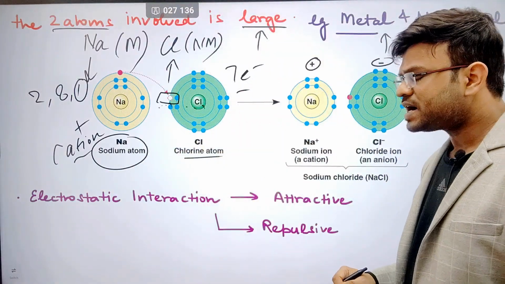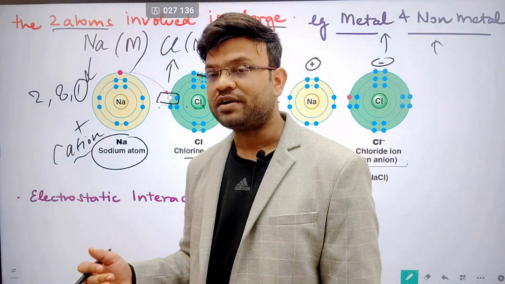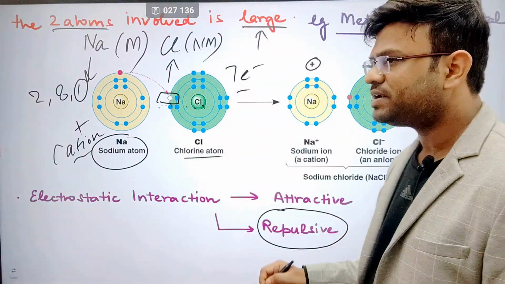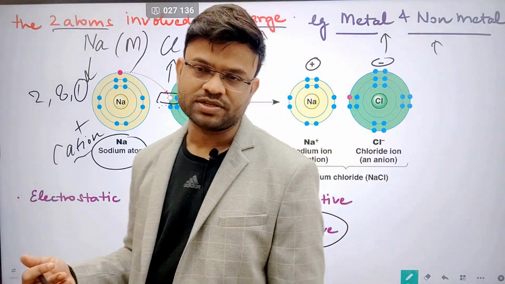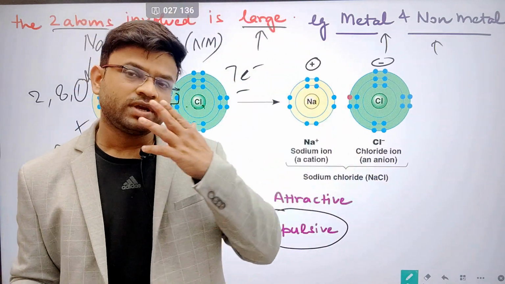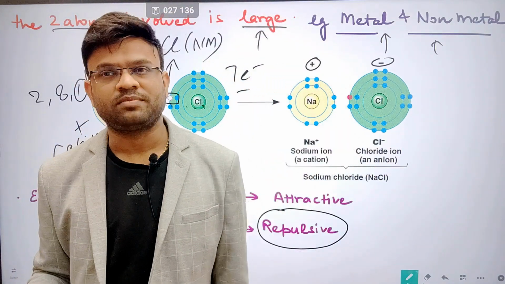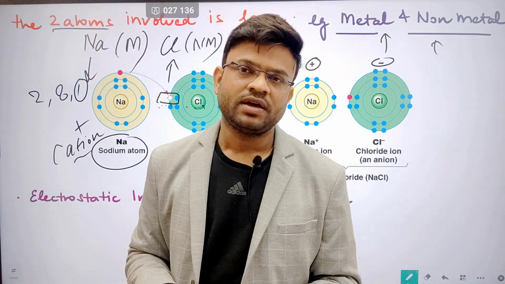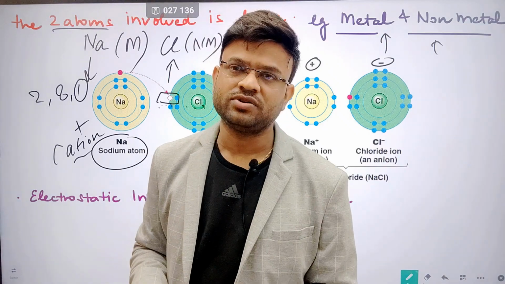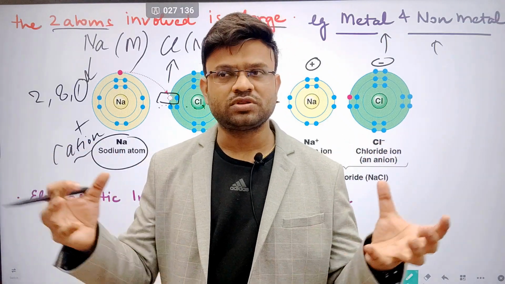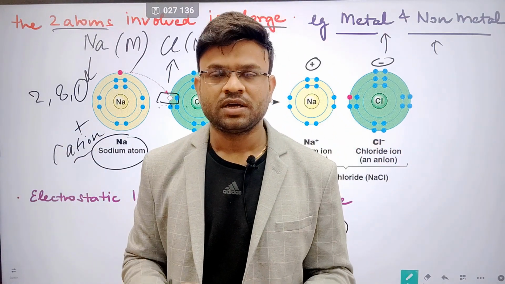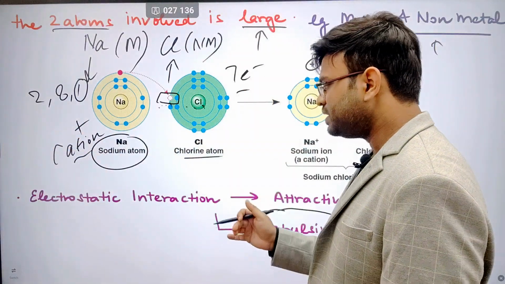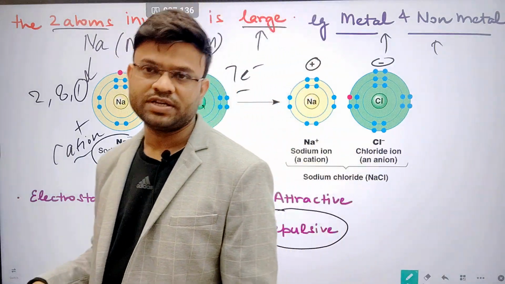Now electrostatic interaction can be attractive, and it can also be repulsive. This is clear cut, right? Opposite charges attract each other. Now if there is a chlorine atom and another chlorine atom, and let us say both are highly electronegative and have negative charge, both the chlorine atoms will not approach each other and they will repel each other. So the electrostatic interaction would be of repulsive nature.